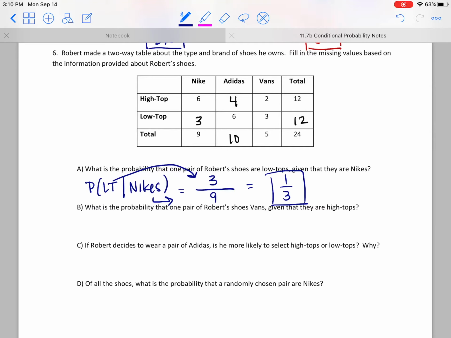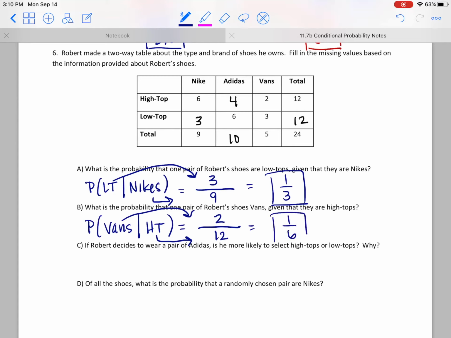Okay, what's the probability that one pair of Robert's shoes are Vans, given that they are high tops? So again, we're not going to be looking at all the shoes. This says we're only looking at the high tops, and high tops total are 12. So out of these 12 pairs of high tops, 2 are Vans. So 2 out of 12 is our probability, and that's going to reduce to 1 out of 6.